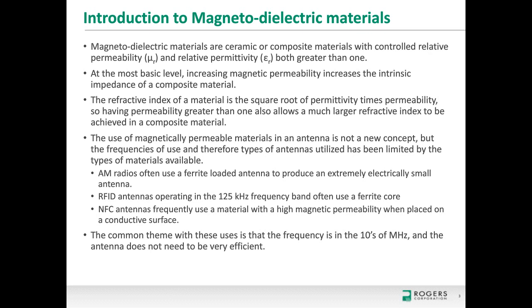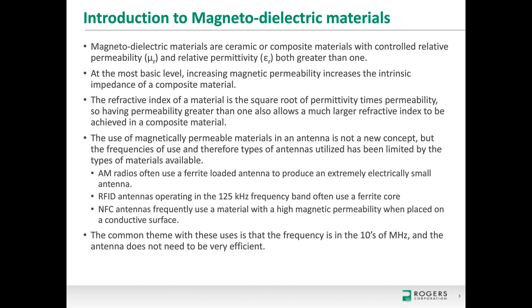Basically, what you're doing when you're adding a permeability to a material is you're increasing the intrinsic impedance of the composite or of the material itself and increasing the refractive index. So it allows you to get a material that produces a smaller antenna and at an impedance that allows you to maybe maintain more of the bandwidth of the antenna as you shrink it. The use of a magnetic material in antennas is not really a new concept.